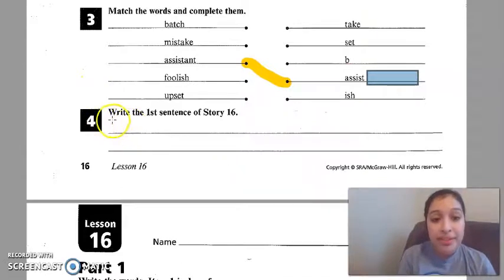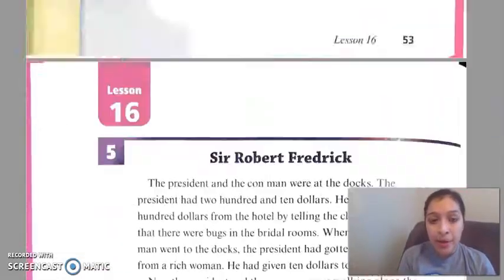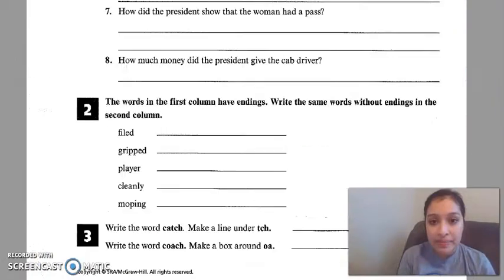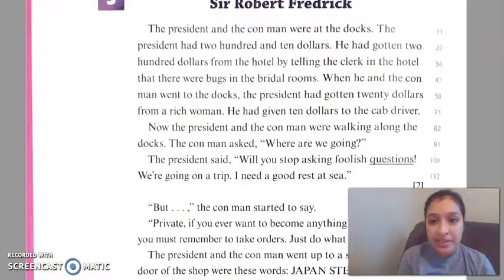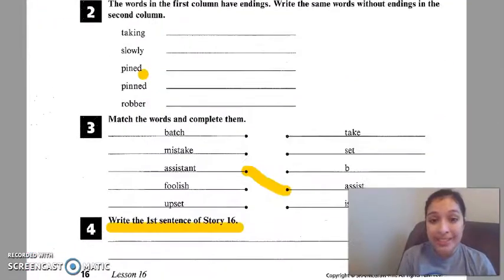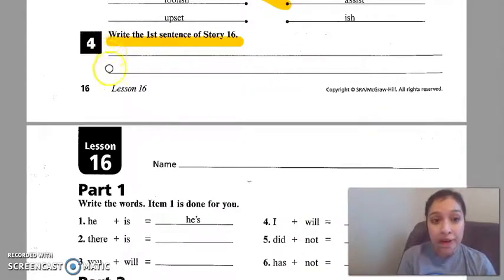Also, part 4, it says write the first sentence of story 16. Some of us are also missing this one. Write the first sentence of story 16. Let's go back all the way to the top, my friends. Oh, story 16. Find the first sentence. So you guys should be writing the president and the con man were at the docks. So make sure you write the president and the con man were at the docks for part 4.